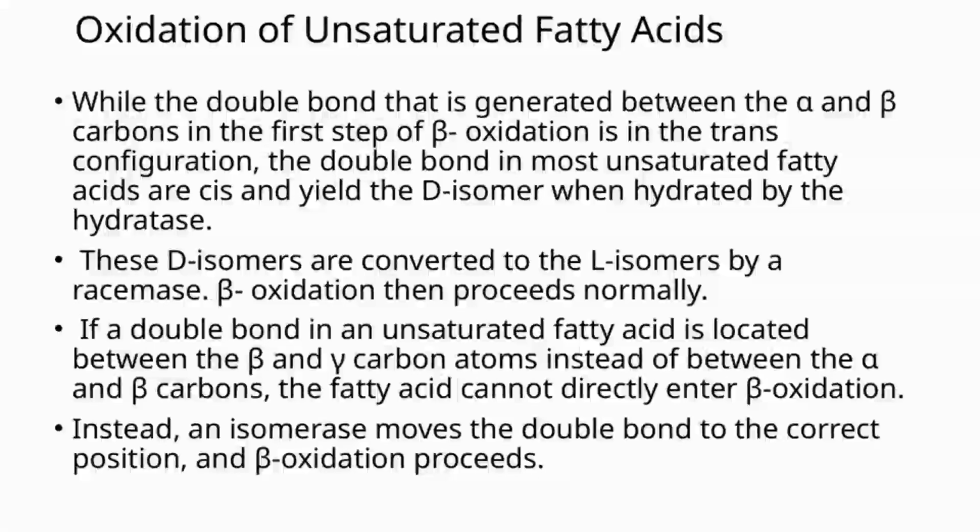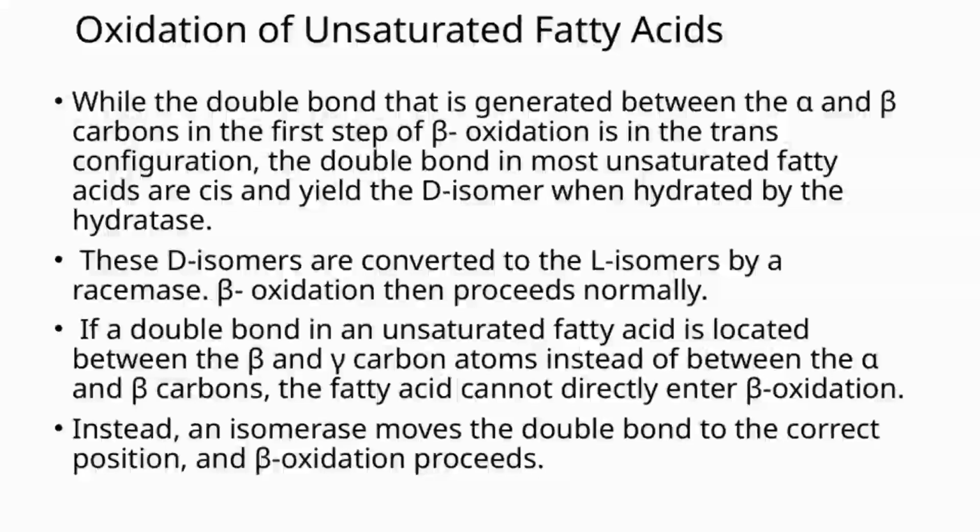Now, there's an important exception to keep in mind. If the double bond in an unsaturated fatty acid is located between the beta and gamma carbons, not between alpha and beta, the fatty acid can't enter beta-oxidation directly. In this case, an enzyme called isomerase steps in to move that double bond to the correct position between alpha and beta so that oxidation can continue smoothly. This process highlights how specialized enzymes help us handle different structures of unsaturated fats, ensuring efficient energy extraction from a variety of fatty acids.